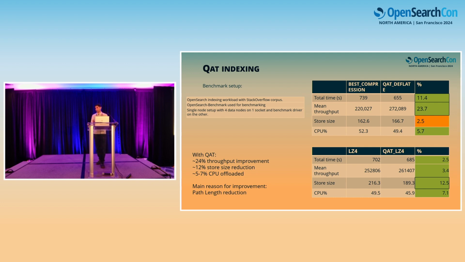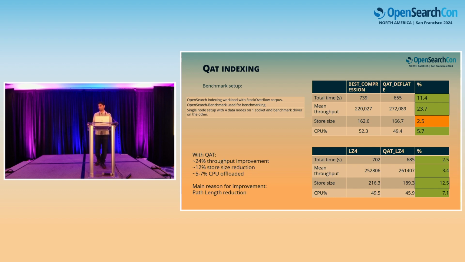The results that we saw in the top table compare best compression with QAT deflate. On that, we saw improvements pretty much across the board. Throughput improved by close to 24%. Time improved by about 11%. Storage size took a slight penalty, going up by 2.5%. And CPU had a 5% improvement as well. What that ultimately means is you can do more with the CPU. Your storage is slightly worse, not terrible. Your throughput went up significantly by doing this.